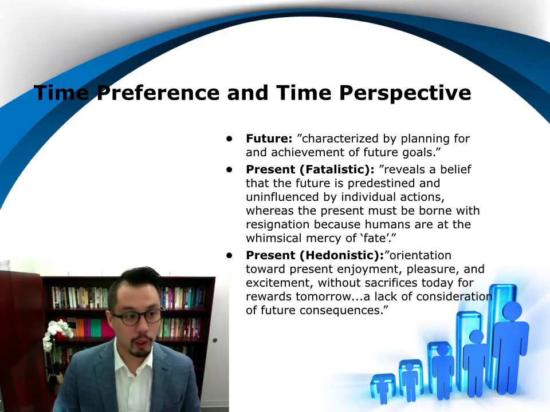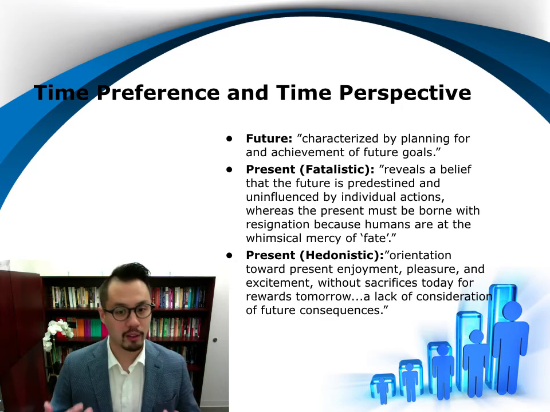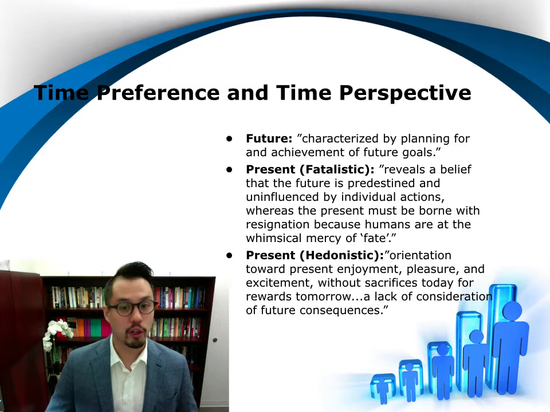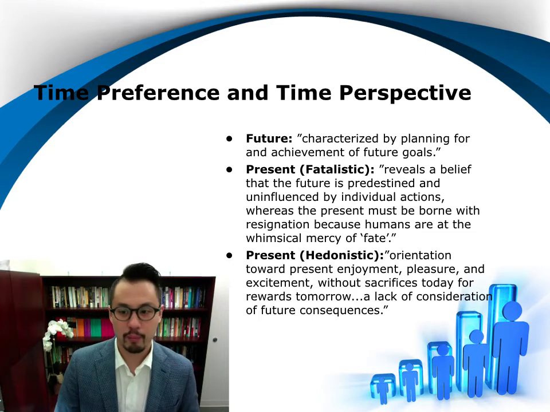of those goals. However, for those who are more present oriented, first of all, for fatalistic reasons, they reveal a belief that the future is predestined and is uninfluenced by their individual actions. And so the present must be borne with resignation because humans are at the whimsical mercy of fate. So people who experience fatalism adopt the perspective of present orientation because they are less likely to put much stock on the future. Another version of present orientation is for hedonistic reasons. Their orientation is towards present enjoyment, pleasures, and excitements, without wanting to sacrifice today for future rewards, as well as a lack of consideration for future consequences of present actions.